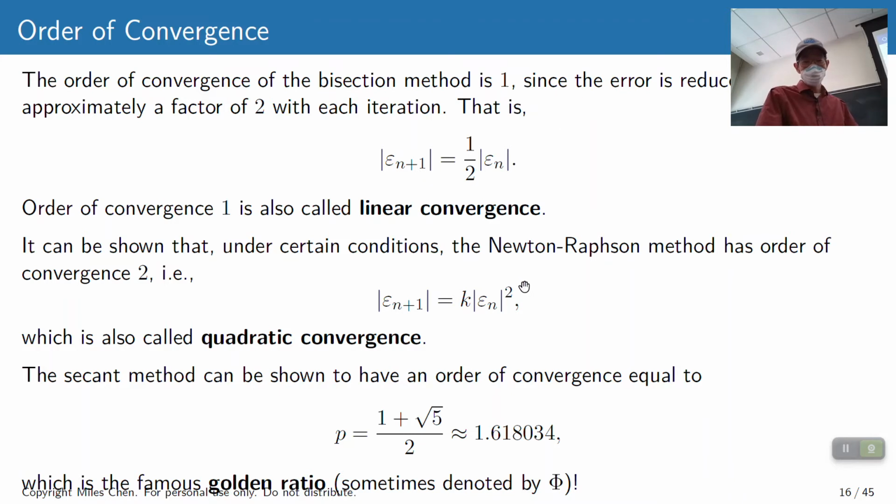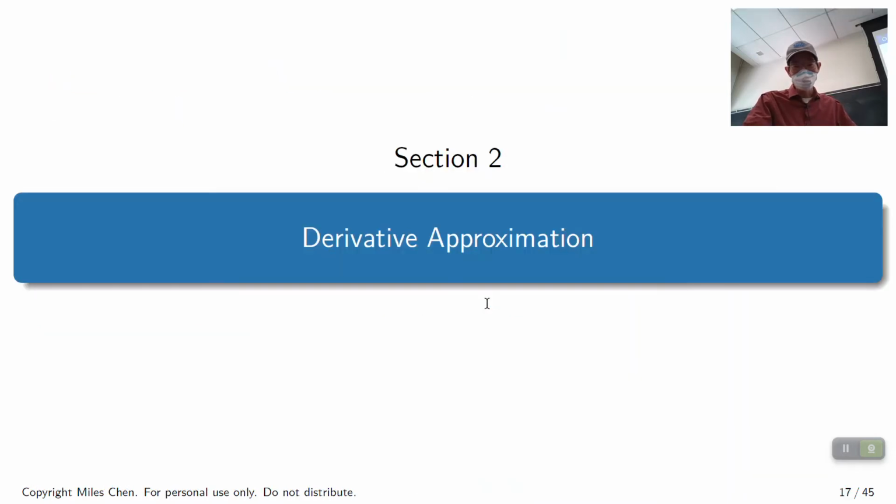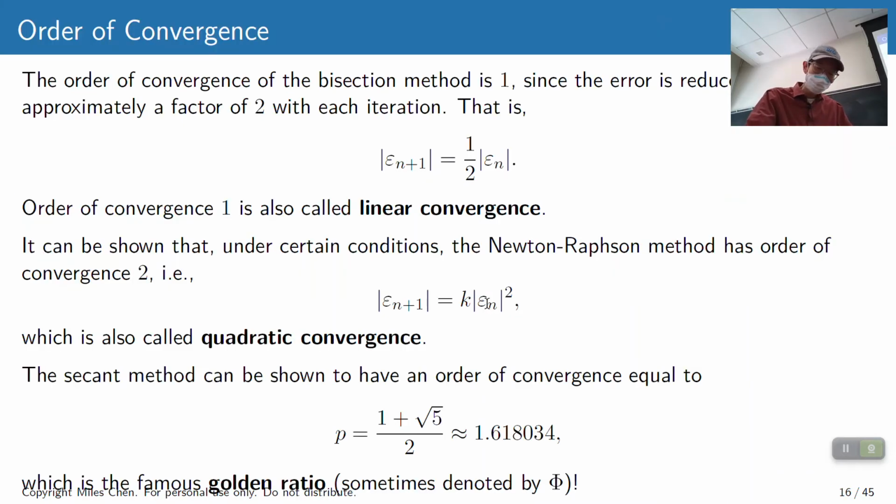Okay, so all to say, the bisection method has the slowest convergence, but it's the one that's guaranteed to work as long as you have a continuous function and your interval starts off with opposite signs, whereas Newton-Raphson has a better order of convergence, but isn't guaranteed to converge. So these are some of the issues that we run into.